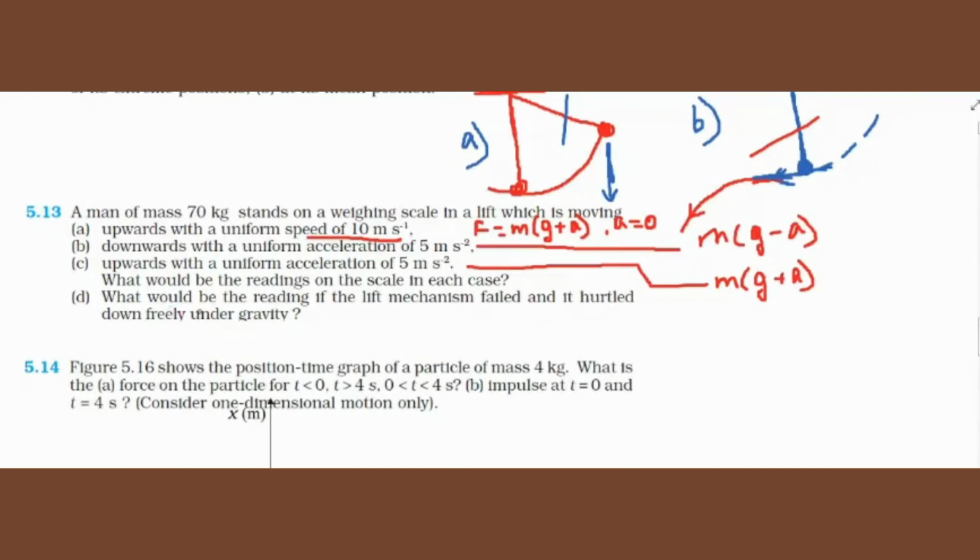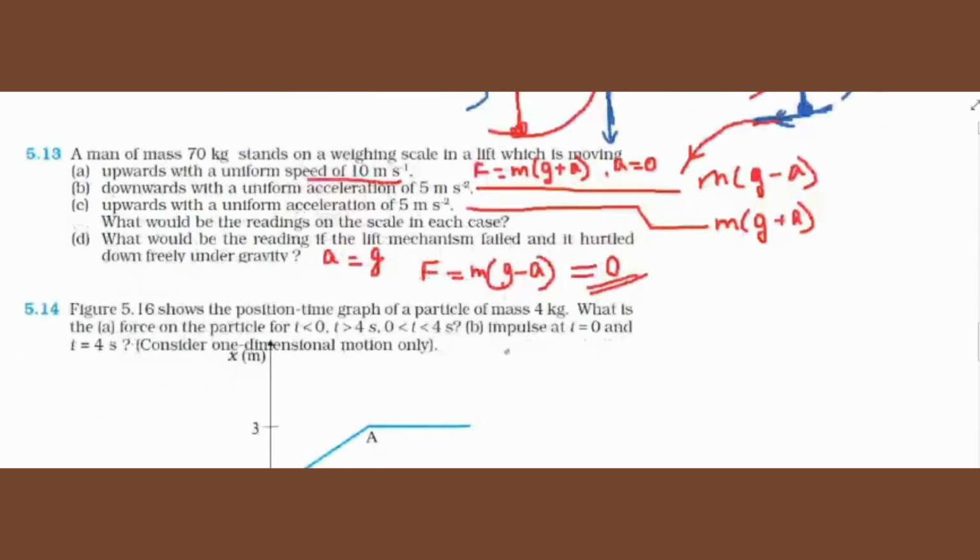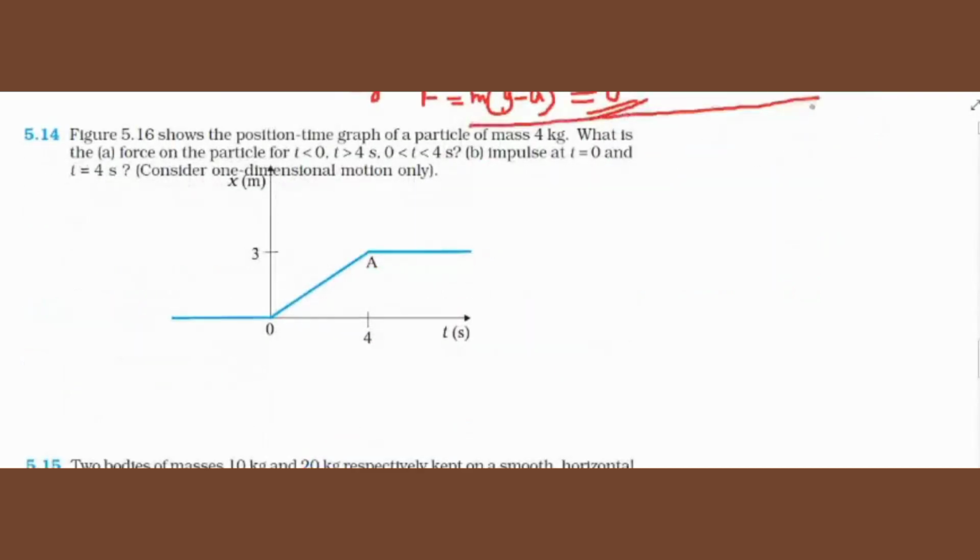Now what would be the reading if the lift mechanism failed and it hurtled down freely under gravity? Then a is equal to g. This case we have discussed: F is equal to m into g minus a. As a is equal to g, force is equal to 0, it experiences weightlessness and is freely falling, so the scale reading will be 0.